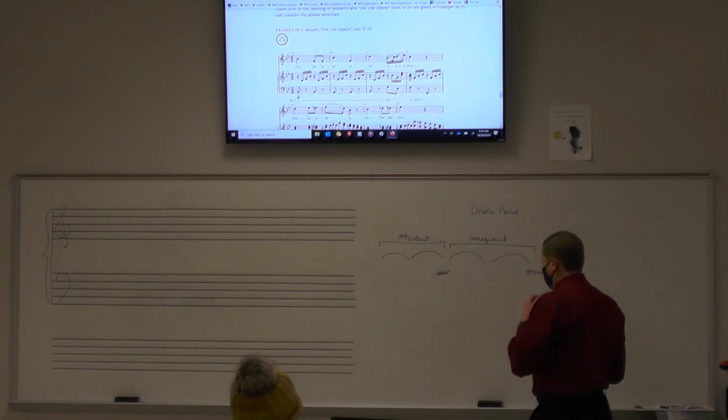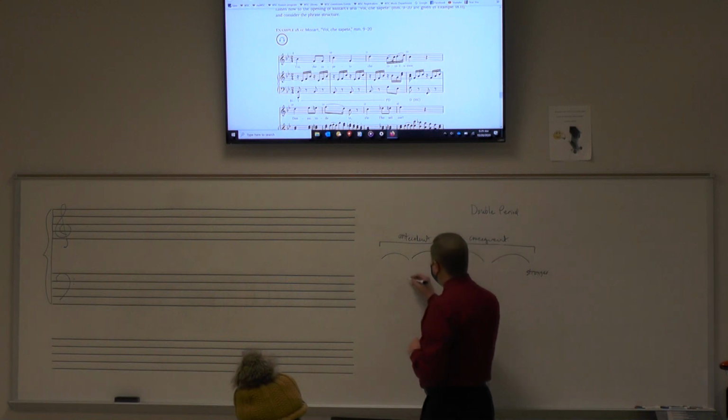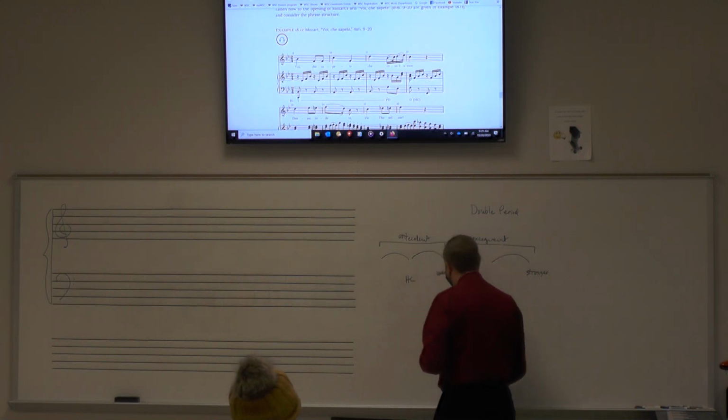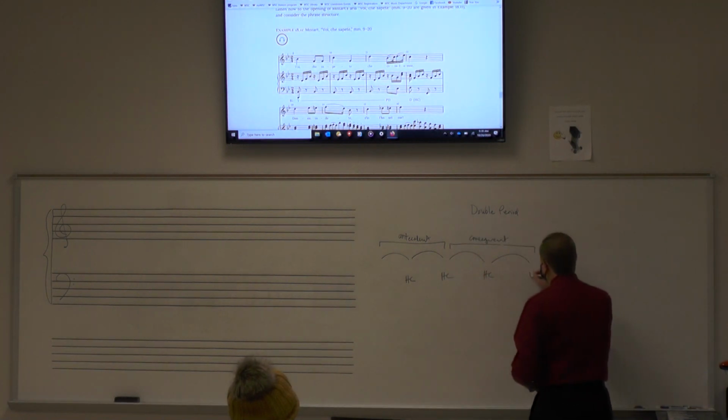So what could some possible cadence types be for a double period? Well, very common is something like half cadence here, half cadence here, half cadence here, and then PAC here. That's very common.